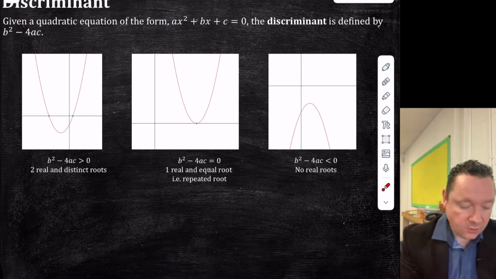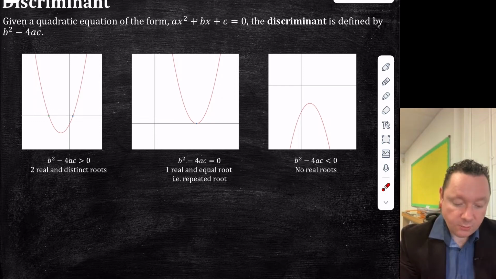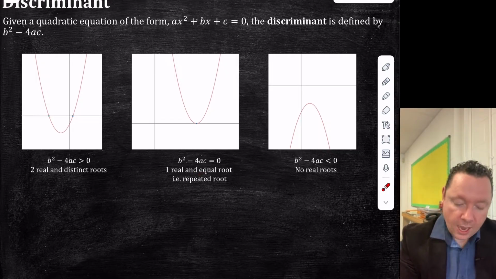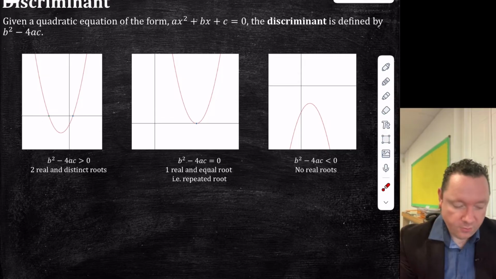If b squared minus 4ac is bigger than 0, you get two real and distinct roots. Roots are where we cut the x-axis. If b squared minus 4ac is equal to 0, you get one real and equal root, in other words, a repeated root. Or sometimes you can say two real and equal roots. And if it's less than 0, we say there's no real roots. And we can use this in a variety of problems.